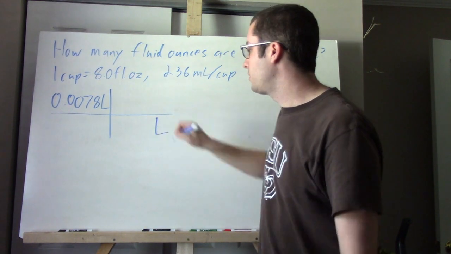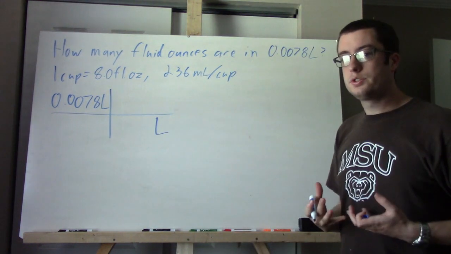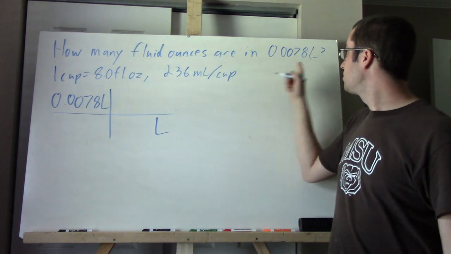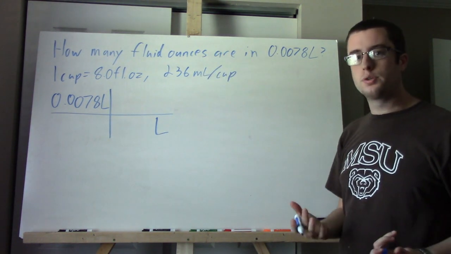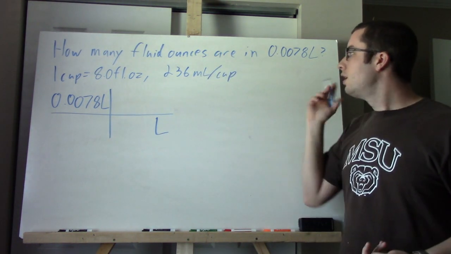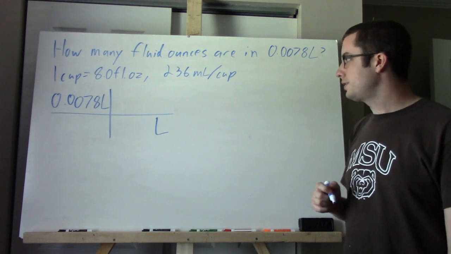And liters can automatically go down bottom. Now this one's a little trickier because we don't have a way to get straight from liters to fluid ounces. I'm sure you could Google it, but you're not going to have Google on your quiz or test. So we've got to use what is given to us.